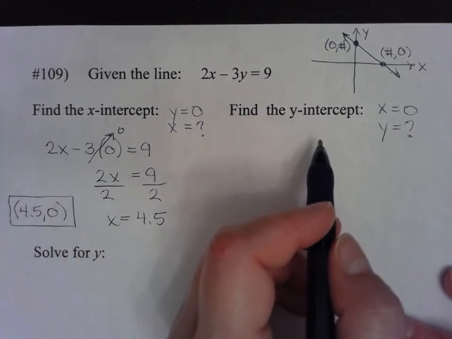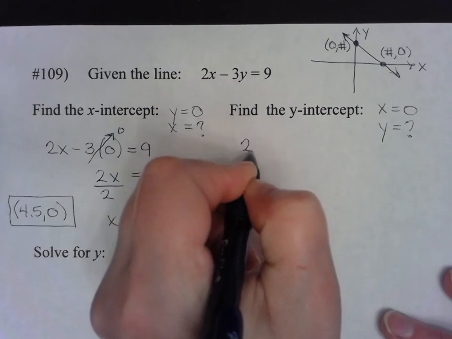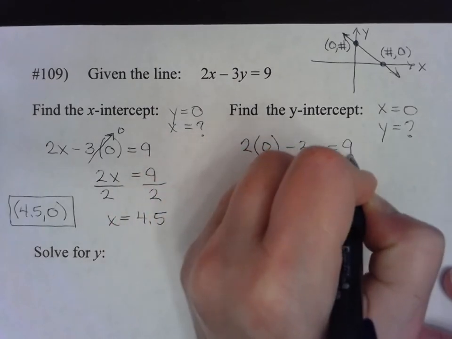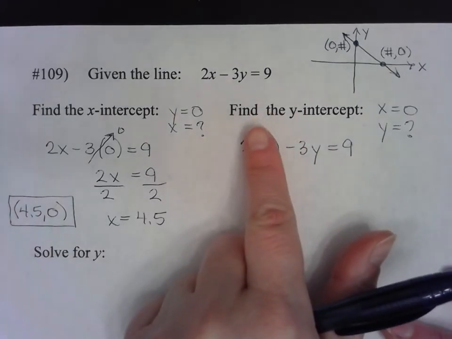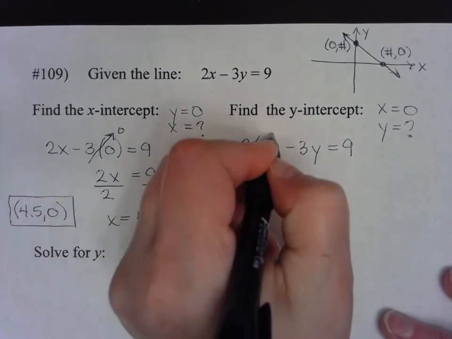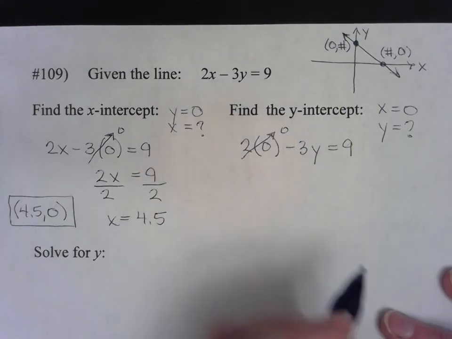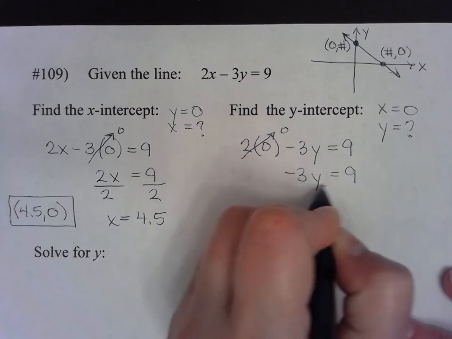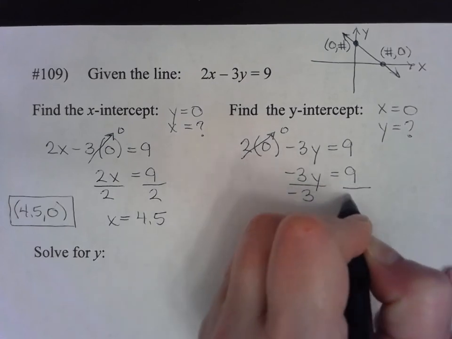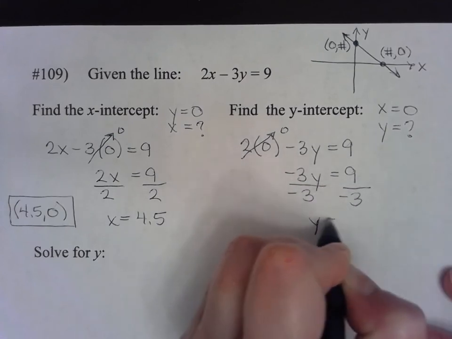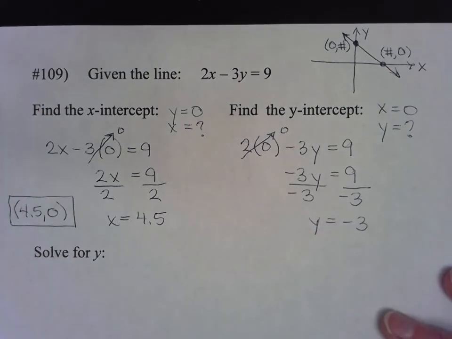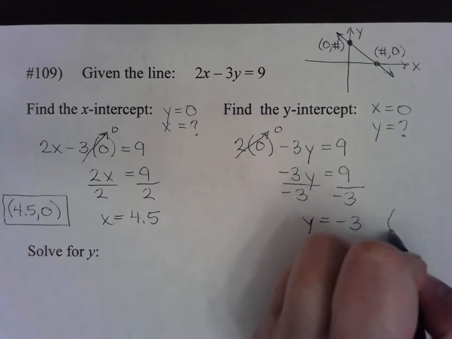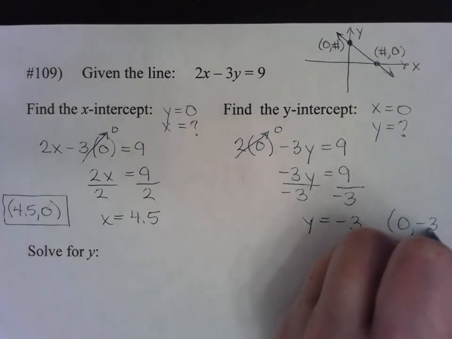We could do the same thing for the y-intercept. Now we're going to let the x be 0. Again, we could sort of cover this up and continue solving because this part is going to go to 0. So really that's negative 3y equals 9. And if we divide by negative 3, it's going to give us a y value of negative 3. And really this is the point 0, negative 3.